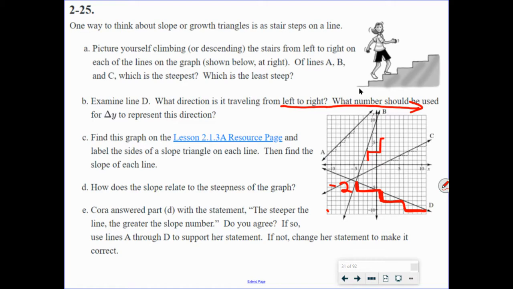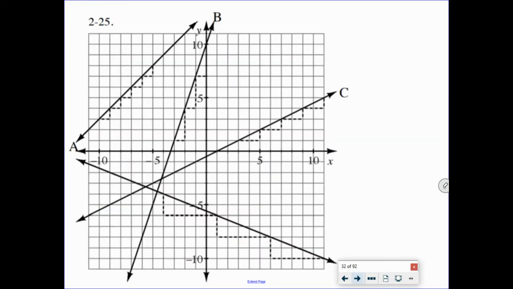All right? So your task now is, on your worksheet, on your handout that we talked about, this one right here, you're going to find the slope for each one of those lines. Now, they are kind enough to have some of the triangles already drawn for you.